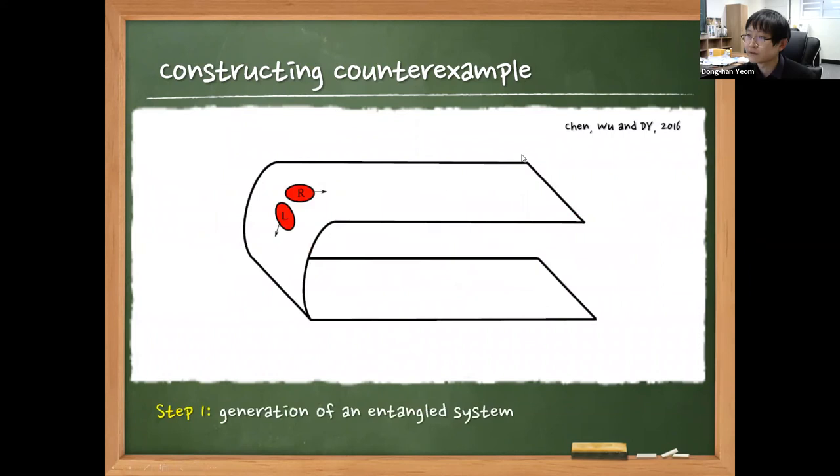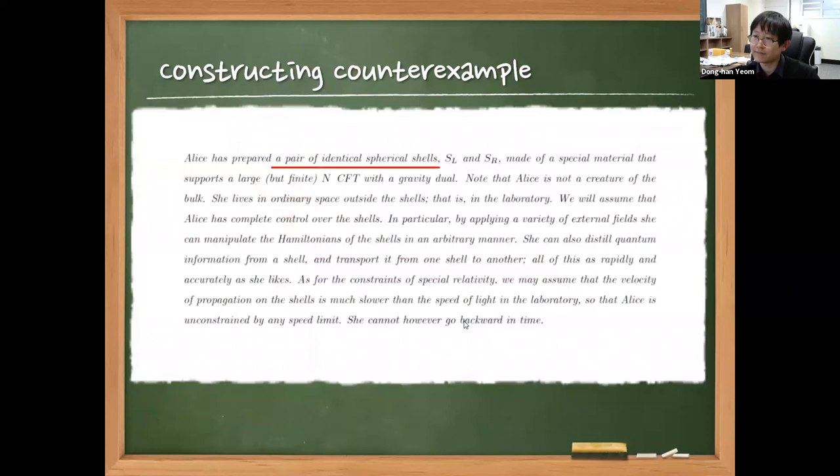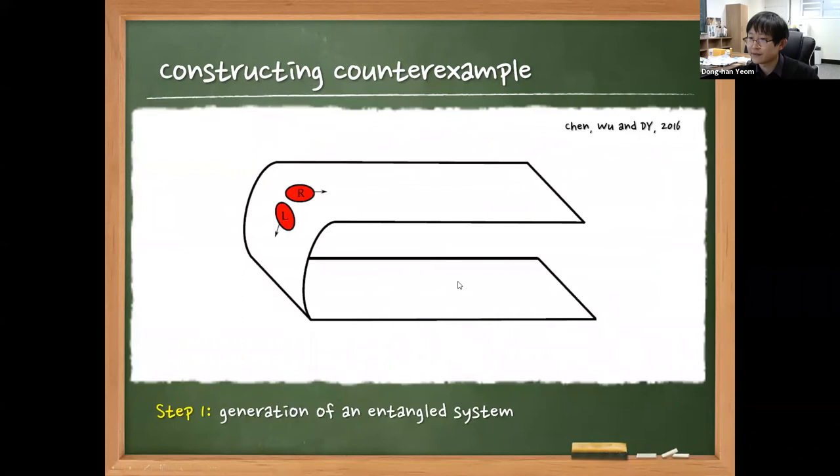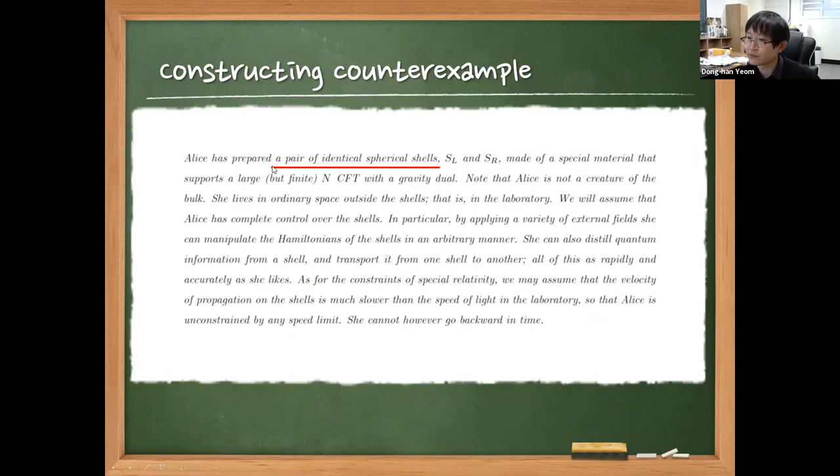So the idea is this. This idea just follows the Susskind and Maldacena paper. So the L and R parts are maximally entangled, and I bring this L to the other side. I will bring this L to here, and I will bring R to here. And then we prepare a pair of identical spherical shells, SL and SR. L is the left side and R is the right side, and inside the shell there are the entangled particles. We consider that case.